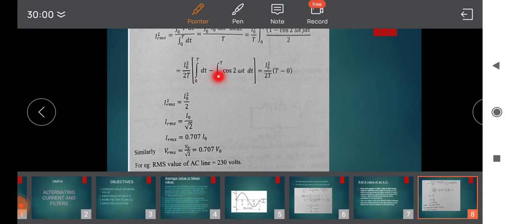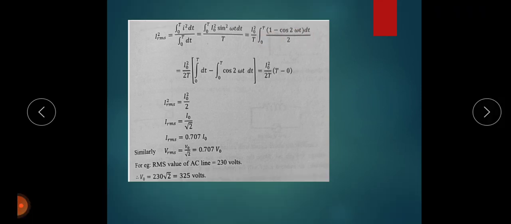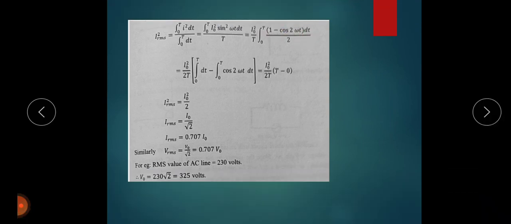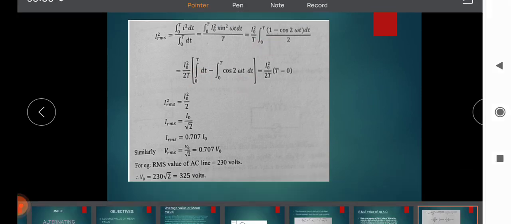Then next, 1 into dt, splitting these two terms. Here 1 into dt, that means dt. Then next, the integral from 0 to T, another term is the integral from 0 to T of cos 2 omega t into dt.